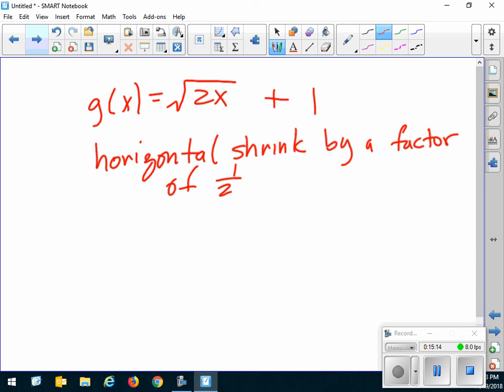And then you're right, Shaylee. Then up 1. Shaylee, if you do a horizontal, do you mess with the x's or the y's? The x's. If you do a horizontal shrink by a factor of 1/2, what do you do with the x's? Multiply by what? Multiply by 1/2, which is the same as dividing by 2.